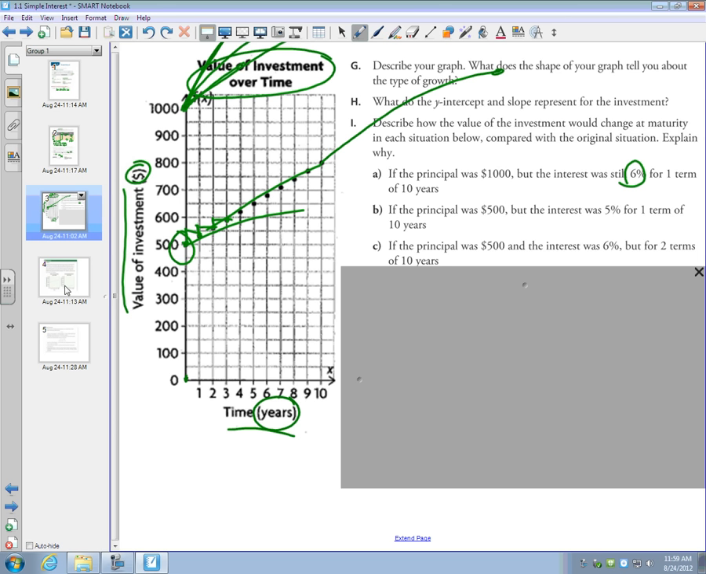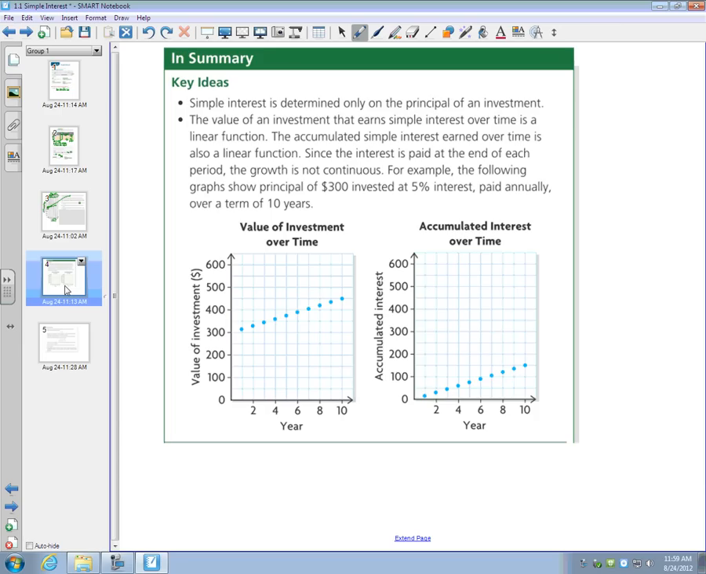Okay, a couple of key terms, and this is found in your textbook. Simple interest is determined only on the principal, only on the initial investment. The value of an investment that earns simple interest over time is a linear function. The accumulated simple interest earned over time is also linear. Since the interest is paid at the end of each period, the growth is not continuous, so we only have points. For example, the following graphs show a principal of $300 invested at 5% interest, paid annually over 10 years. So this first graph is the value of the investment, and this is the accumulated interest.